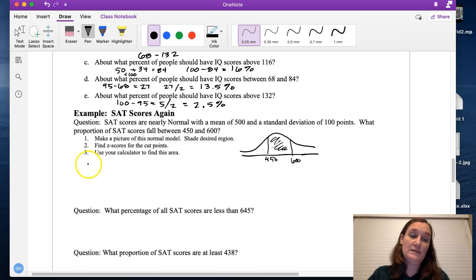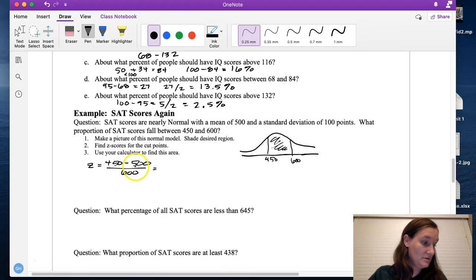So we need to find z-scores. We're going to find z-scores for both 450 and 600. So our data point minus the mean divided by the standard deviation. And when we do that, it's negative 50 over 100.